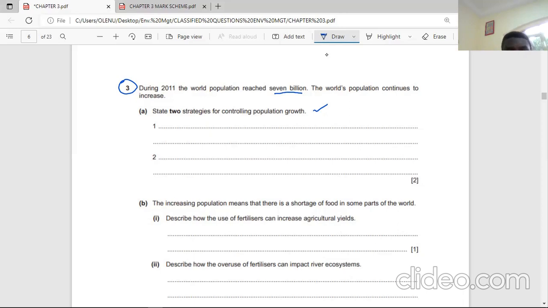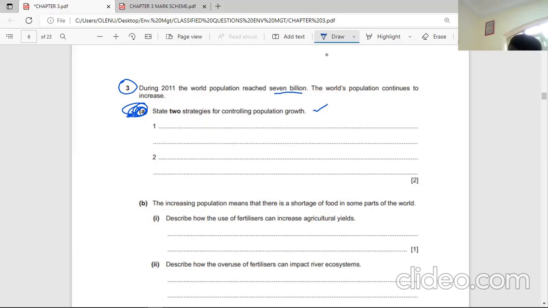To answer this question, 2 strategies for controlling population growth. Hello. I can hear you. 2 strategies for controlling population growth. First one, A, 2 strategies for controlling population growth. Okay, don't worry. 2 strategies, if you can remember.